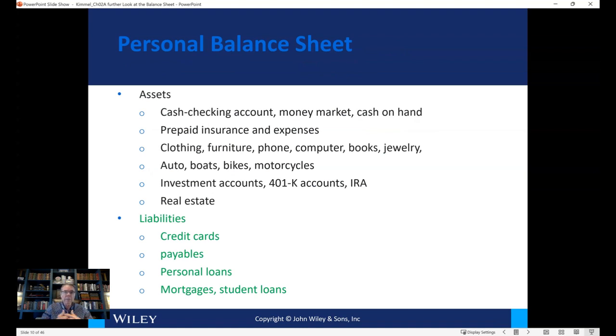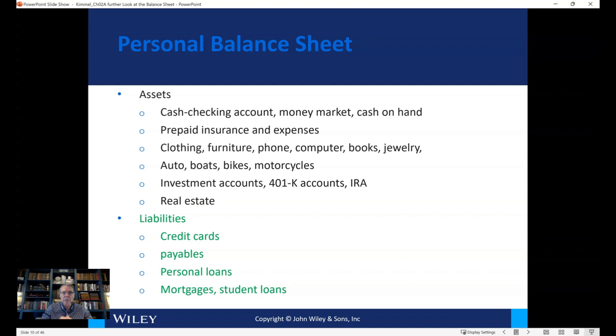They have a life longer than, these are longer term assets. Investment accounts. If you have a 401k account, if you have an IRA, and real estate. So if you own a house or land or apartment building or part of a house.